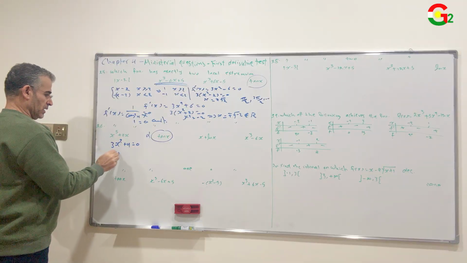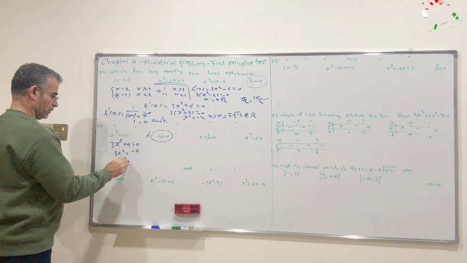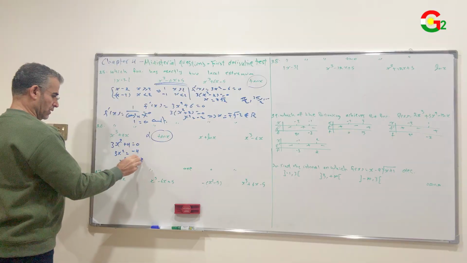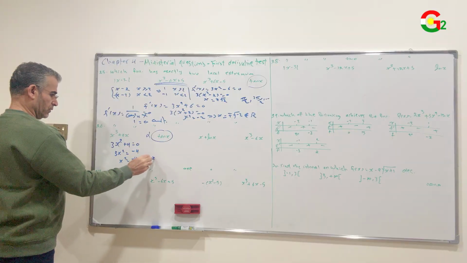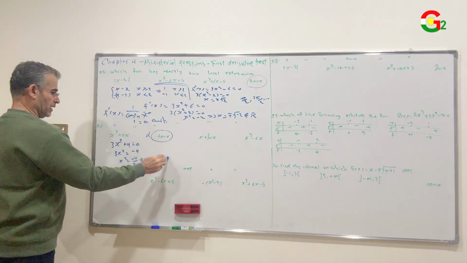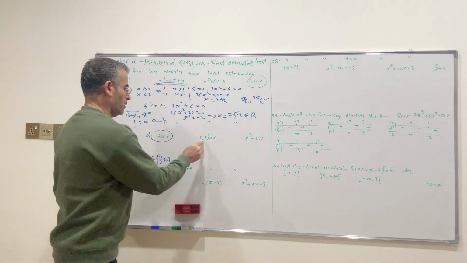Then 3x² equals negative 4. Then x² equals negative 4 over 3. This gives you x equals plus or minus the square root of negative 4 over 3, which is not a real number. Therefore, this choice is also wrong.